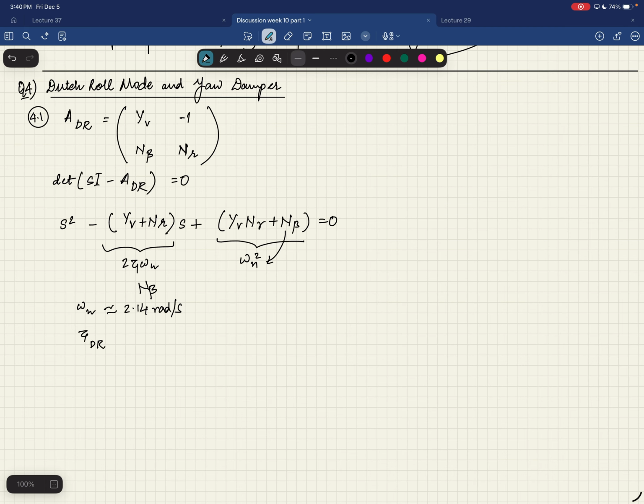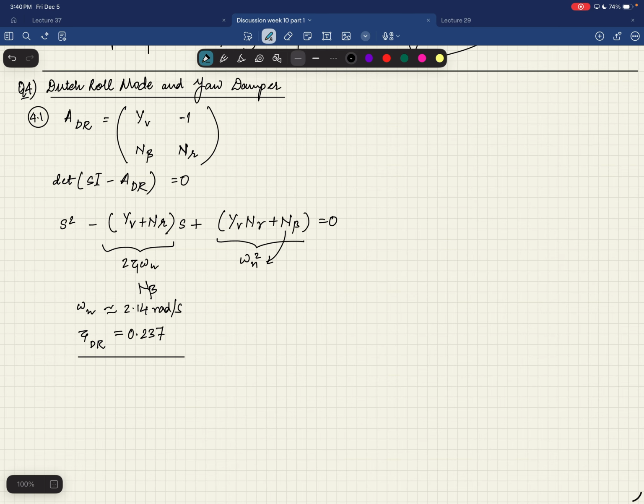Yeah, this is Dutch roll. It is 0.237, which means this is clearly underdamped, and we definitely don't want an underdamped Dutch roll mode. It means that the pilot will have to keep operating on the rudder to kill the Dutch roll mode, and it's going to take a long time.